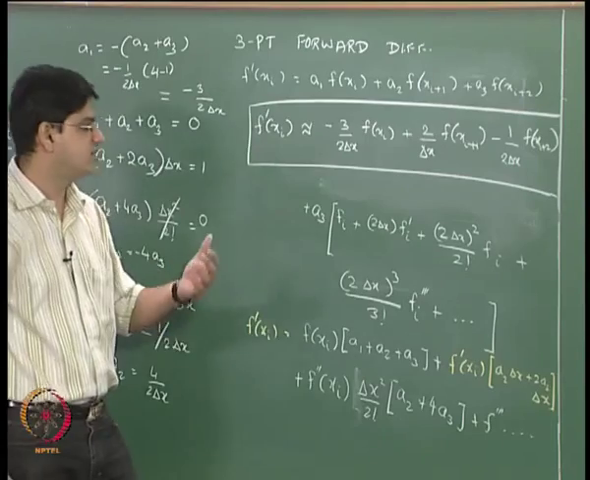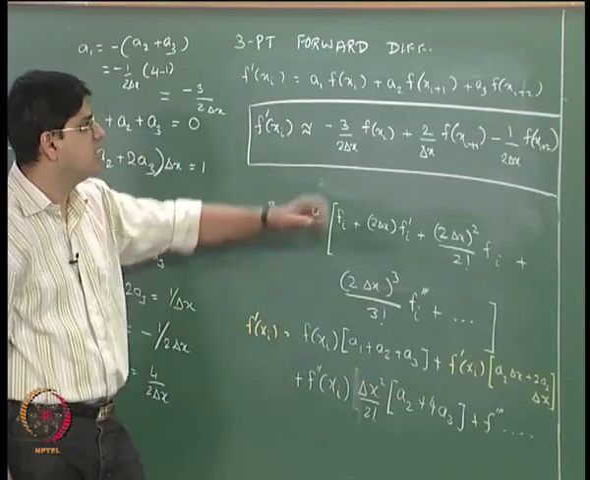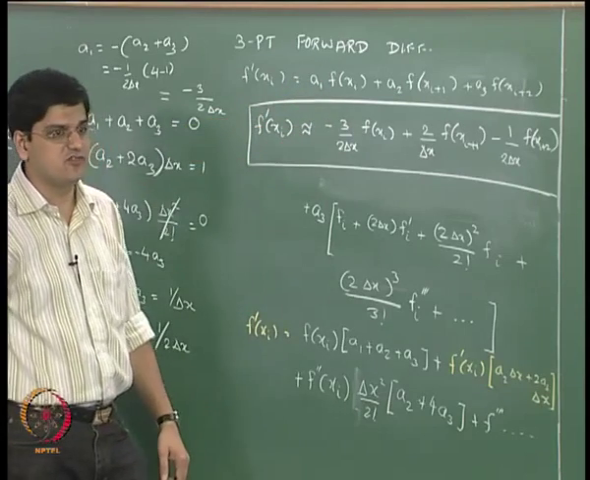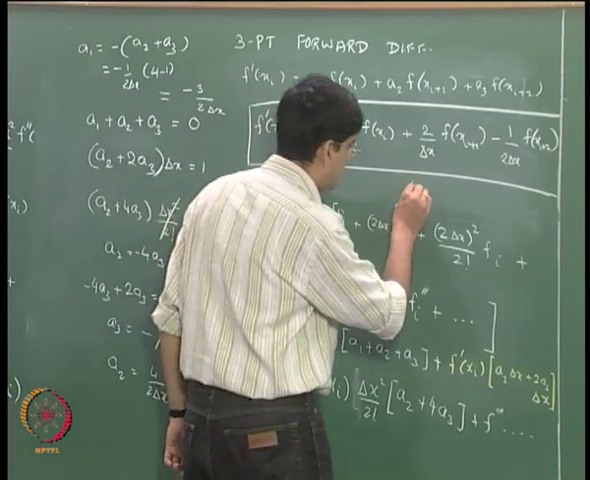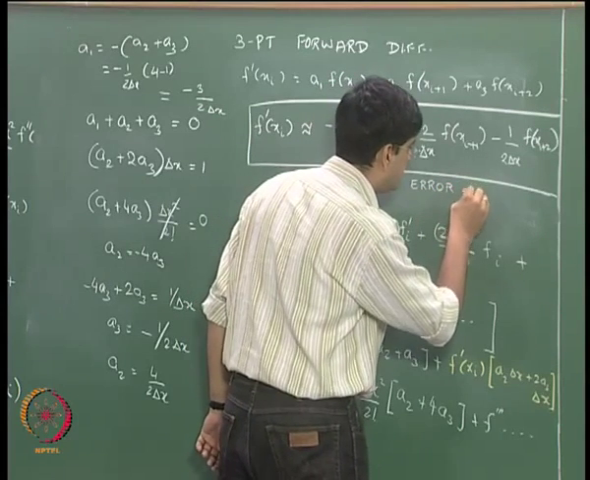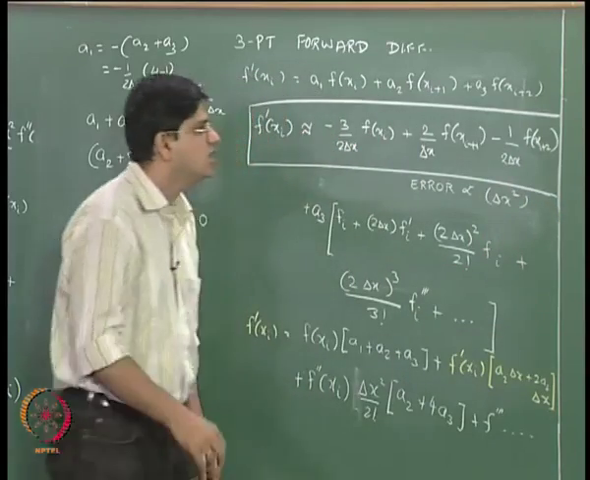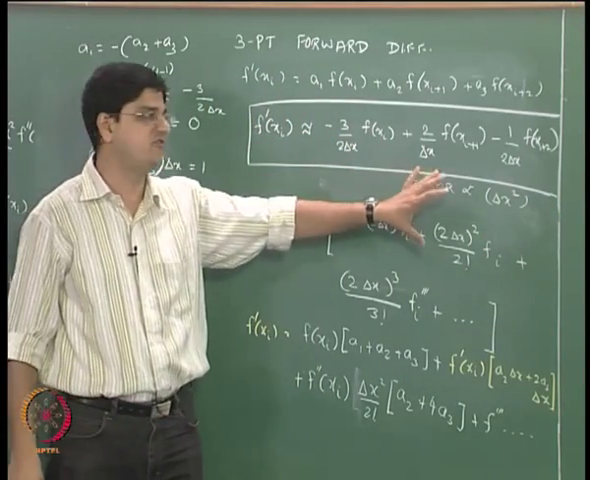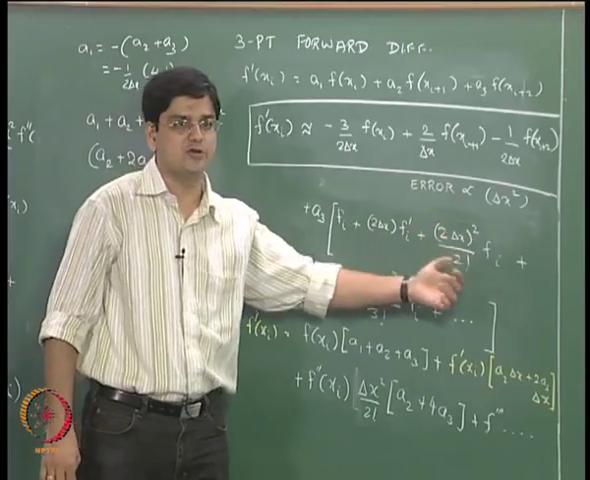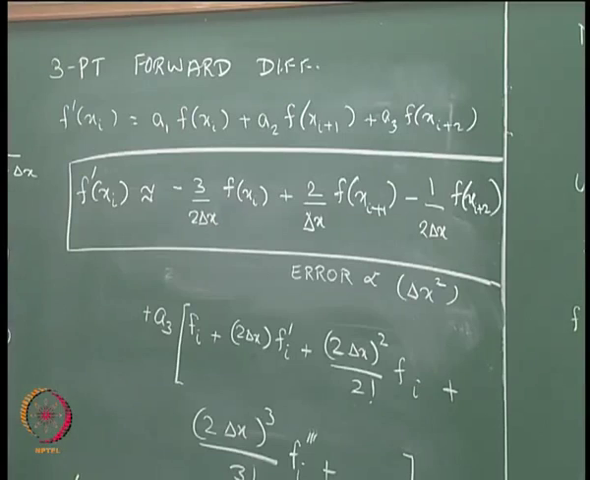And if we substitute the value of a1, a2 and a3 in the f triple dash term, we will realize that the error of the leading term is of the order of delta x squared. So a 3-point forward difference formula has an error which, without derivation, I am just stating, is proportional to delta x squared, okay. So we now have a forward difference formula which is more accurate than our traditional 2-point forward difference formula for f dash xi. Okay, this we have obtained using the method of undetermined coefficients.